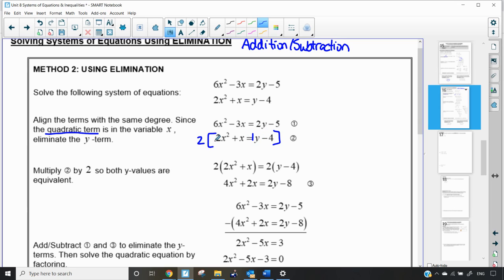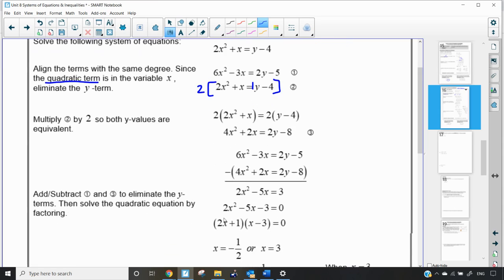Now that needs to happen to the entire equation. If I only multiply part of the equation, I've now changed the value of that equation. So you can bracket your entire equation and multiply it through by 2, or you can just multiply by 2 on each side. Either way, you should end up with 4x squared plus 2x equals 2y minus 8. And once we have that, then we can set up our two equations again.